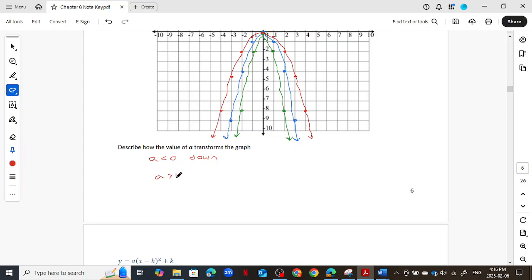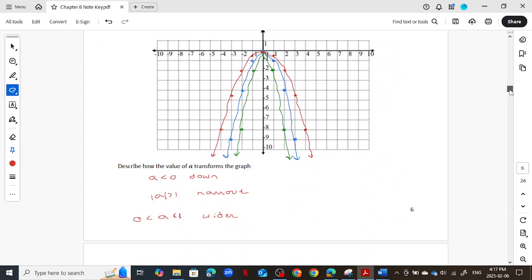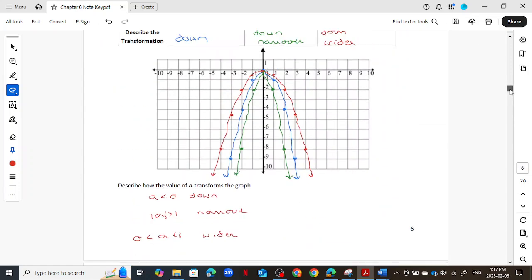And then that still stands. If the a value is greater than 1, so the absolute value of a is greater than 1, then it's going to be narrower. And when the absolute value of a is between 0 and 1, it's going to be wider. And when I say absolute value, I'm saying that negative 2 is not greater than 1, but 2, without the negative, is greater than 1. So I still get that narrowing of the graph. Awesome. Okay, that is your next page of practice.